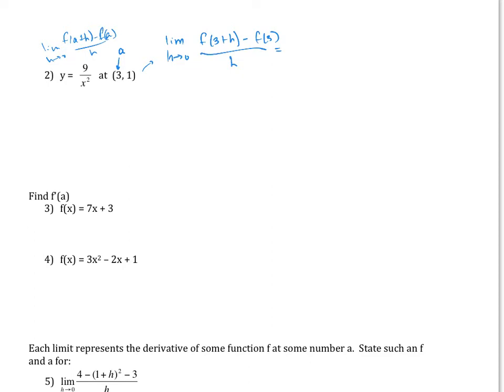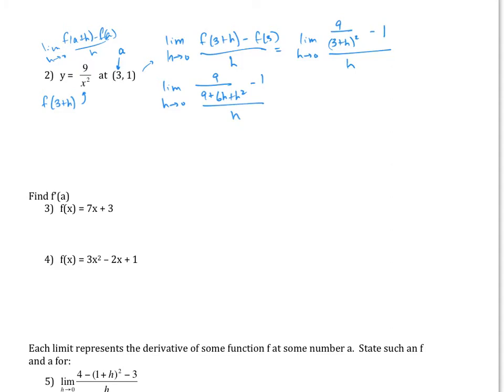Finding what f of 3 plus h is. f of 3 plus h means I'm going to put that in there. So that's going to be a little funky. That's going to be the limit as h goes to 0 of 9 over 3 plus h squared minus f of 3, which comes out to be 1 in this case. So minus 1 all over h. And so now we can continue on. And I'm going to FOIL out the bottom. So the limit as h goes to 0 of 9 over 9 plus 6h plus h squared minus 1 all over h.